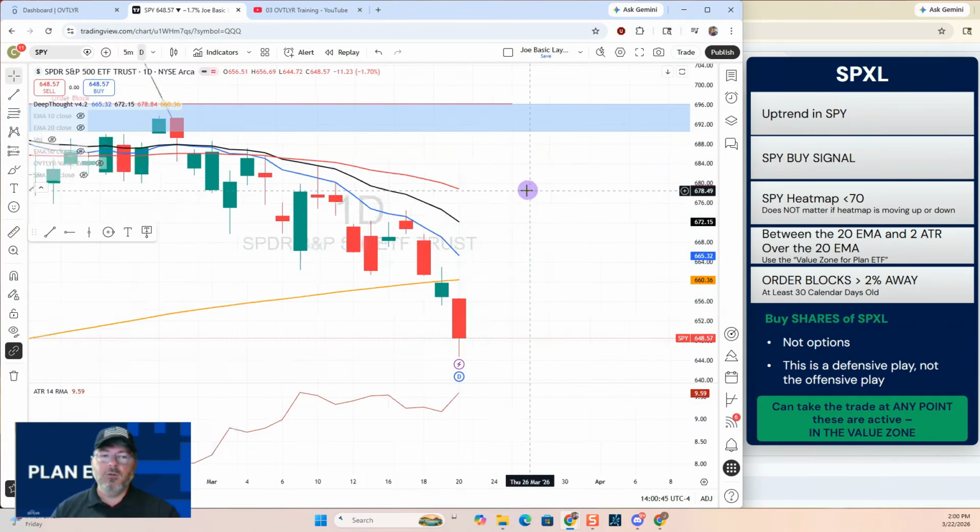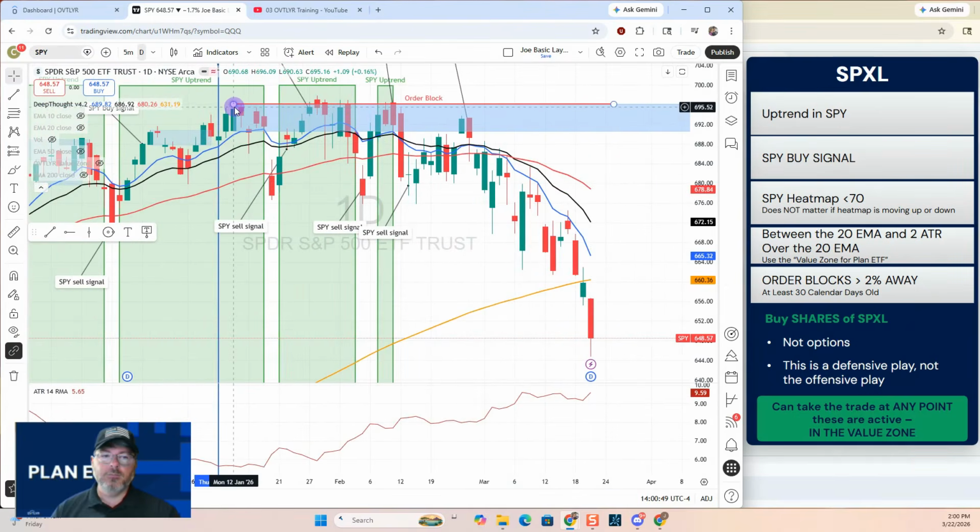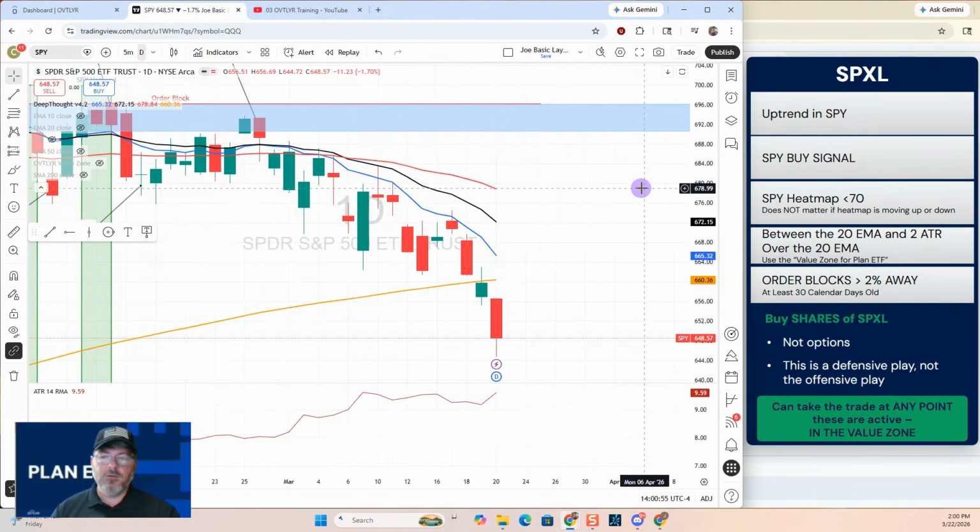And how old is that order block? It goes all the way back to here. On January 12th is when that order block was created. So that's more than 30 days. So yeah, this signal would pass. However, we didn't get to that signal. We got stopped out at the very first signal. So Chris would not trade ETF, the Plan ETF signals.